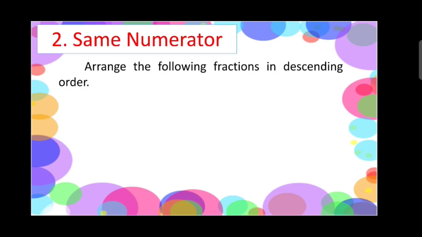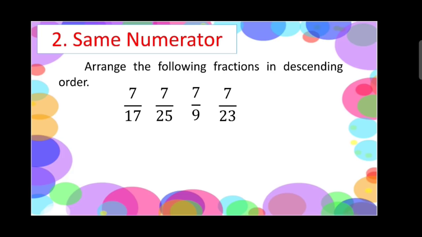Ngayon naman, arrange the following fractions in descending order. So, we have 7 over 17, 7 over 25, 7 over 9, then 7 over 23. So, as you can see, magkakamukha sila ng numerator, which is 7. Pero, magkakaiba po yung denominator. So, paano pag descending order? Papaliit yung value. Descending nga po, no?